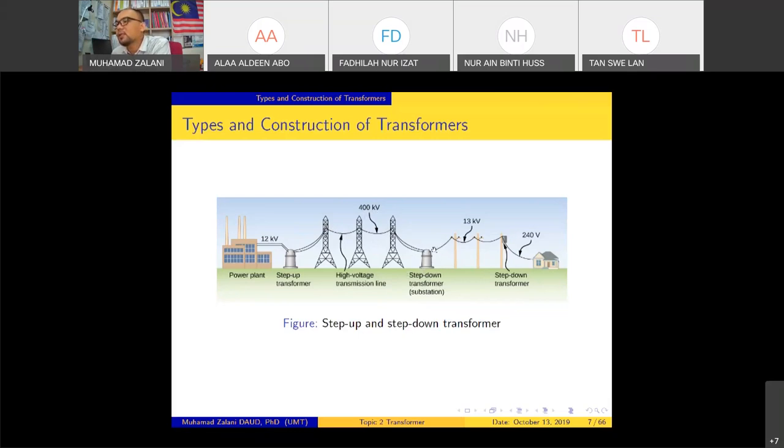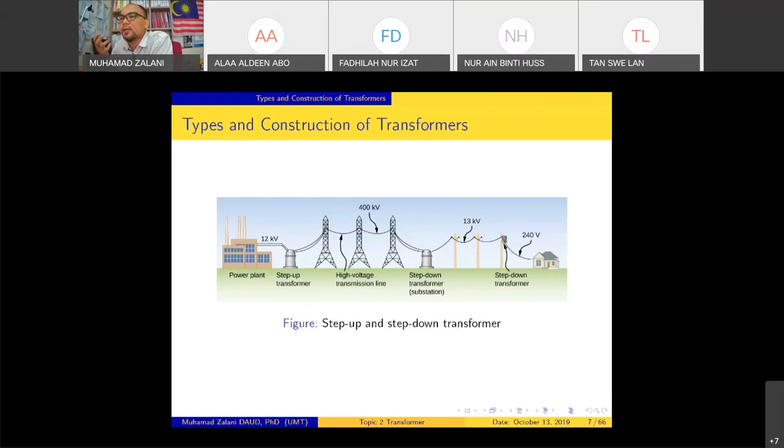Okay, so we use this step down transformer to lower the voltage again to 13 kilovolt. Let's say we don't have this transformer. Imagine that we want to deliver this 12 kilovolt directly to our transmission substation here in Kuala Terengganu. At Kuala Terengganu, maybe we will receive less than 12 kilovolt of voltage. It couldn't be 13 kilovolt because some of the power will be lost.